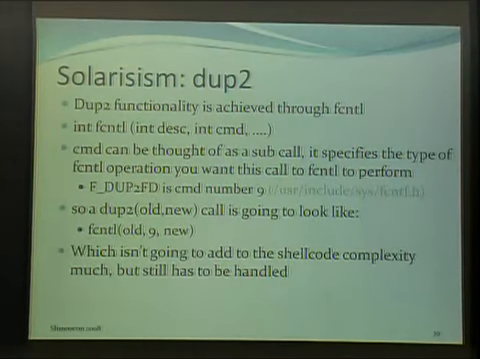In Solaris, it's achieved through fcntl. We have a descriptor, a command, and then a variable argument in the C prototype. Basically, you can think of the command as a subcall. So dup2 is going to be subcall number 9. What we're used to seeing as dup2 old new is going to look more like fcntl old, 9, and then new. We're just using a subcall. This isn't going to add much to our shellcode complexity, but it still has to be handled. Otherwise, we're not going to get our file descriptors duplicated, and our shell is going to be interactive on the target, not interactive remotely, which is what we really want.